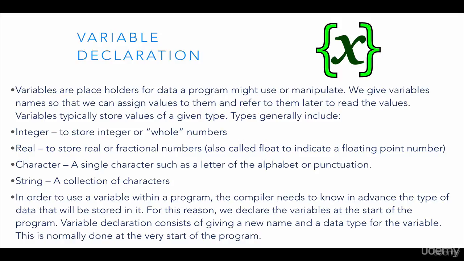Variables typically store values of a given type. Types generally include integer to store integer or whole numbers, real to store real or fractional numbers. Actually, in Java, we call them float to indicate a floating point number. For example, assume that we want to assign a fractional value to our variable. We should give that specific variable a float type or a double type, which I am going to talk about more later in the course, and what's the difference between a float variable and a double variable.